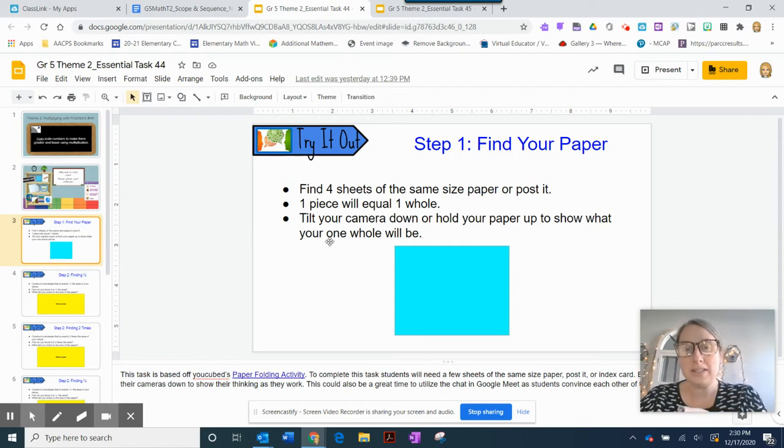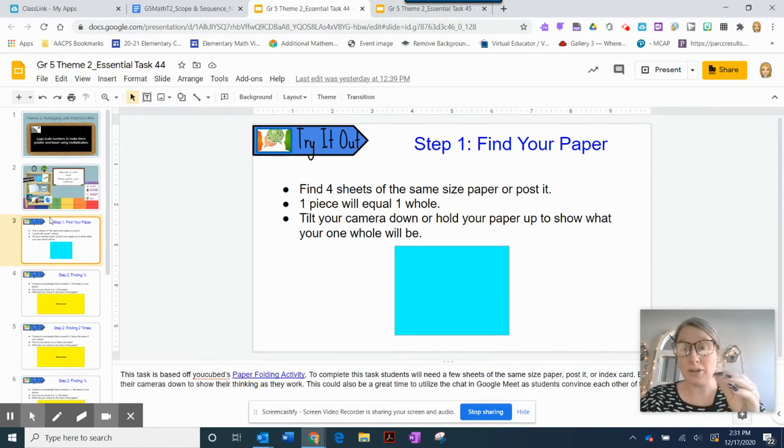In order to do this activity successfully, students are going to need some paper. Basically what they're going to be doing throughout this activity is taking their paper. It could be a piece of paper, a Post-it note, or an index card. It doesn't matter, but whatever paper they have, it has to be the same size. So I have to have 4 sheets of the same size paper, but I don't necessarily have to have the same size as my classmate. My paper has to be the same size.